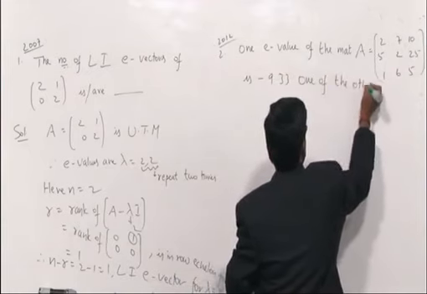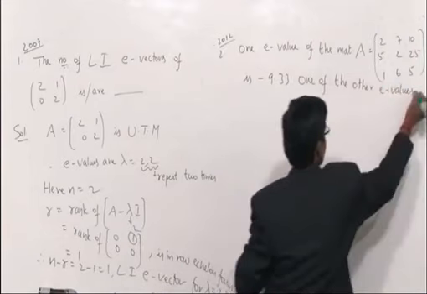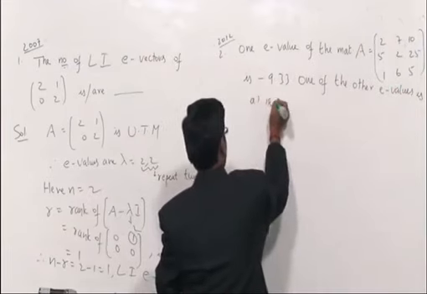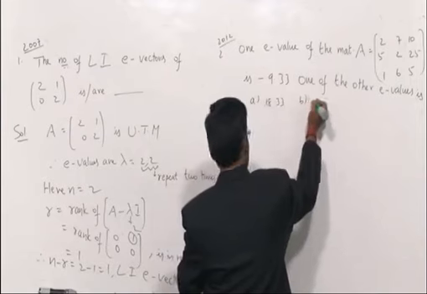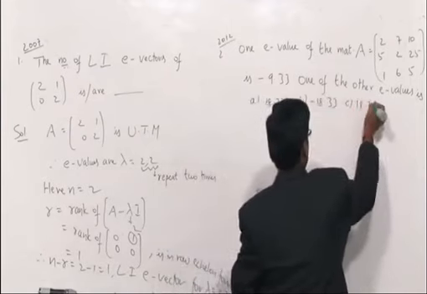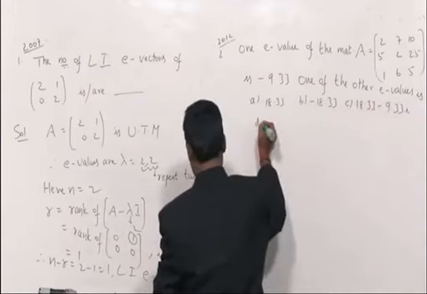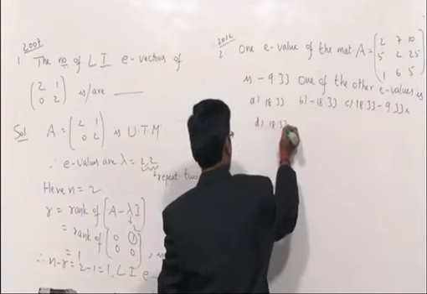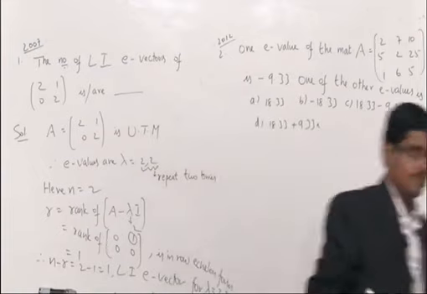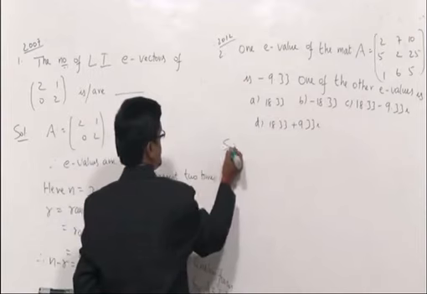One of the other eigenvalues is: A, 18.33; B, minus 18.33; C, 18.33 minus 9.33i; D, 18.33 plus 9.33i. This is also using properties only. Solution.